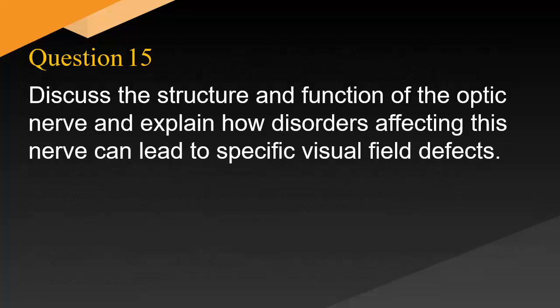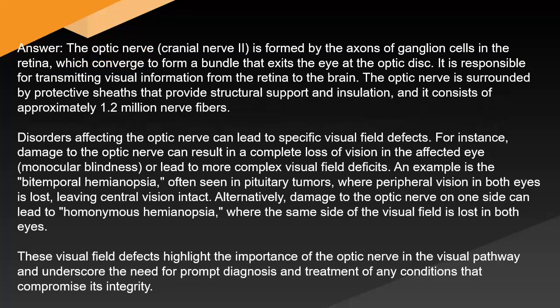Discuss the structure and function of the optic nerve and explain how disorders affecting this nerve can lead to specific visual field defects. Answer: the optic nerve, cranial nerve 2, is formed by the axons of ganglion cells in the retina, which converge to form a bundle that exits the eye at the optic disc. It is responsible for transmitting visual information from the retina to the brain.